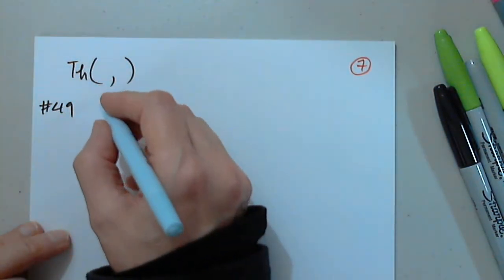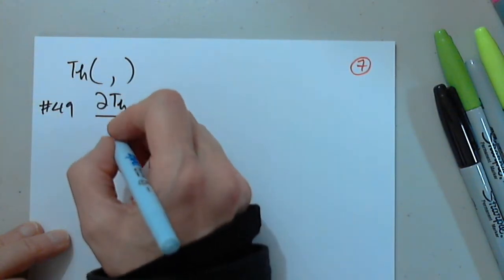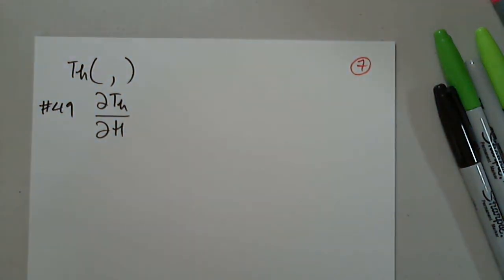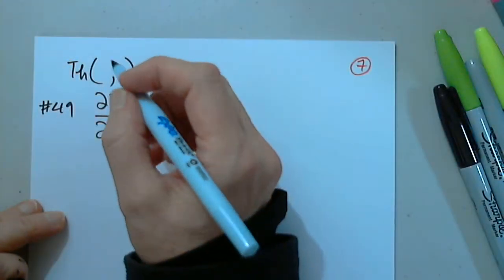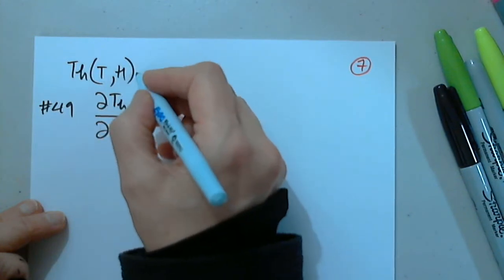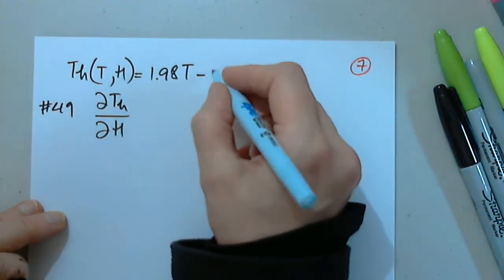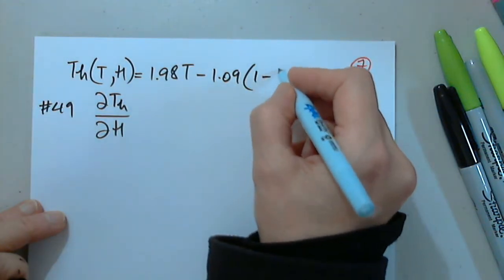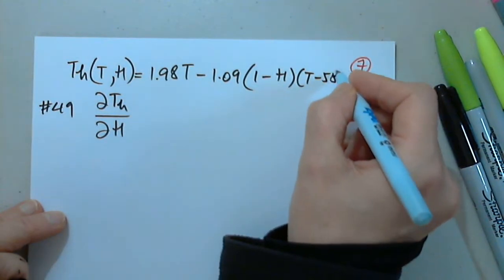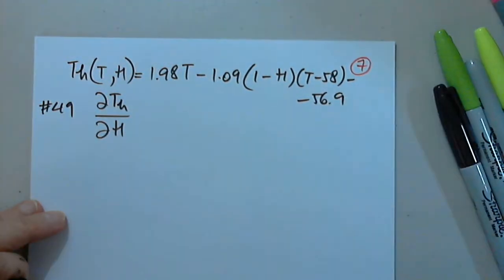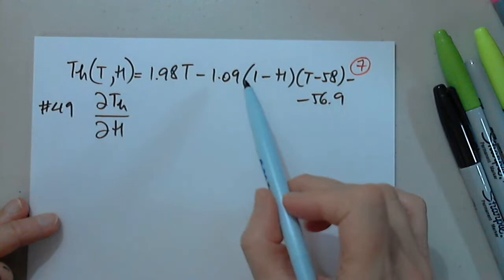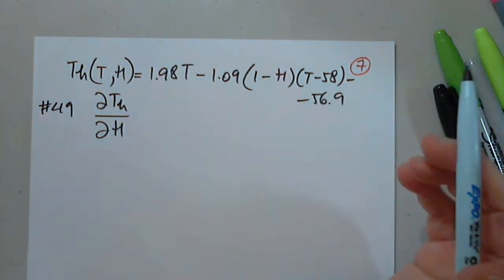So for 49, they want to find the partial derivative with respect to h. Let me go back and copy the function. T of t and h is 1.98t minus 1.09 times (1 minus h) times (t minus 58) minus 56.9. Interesting function. So one option would be to distribute these or not.